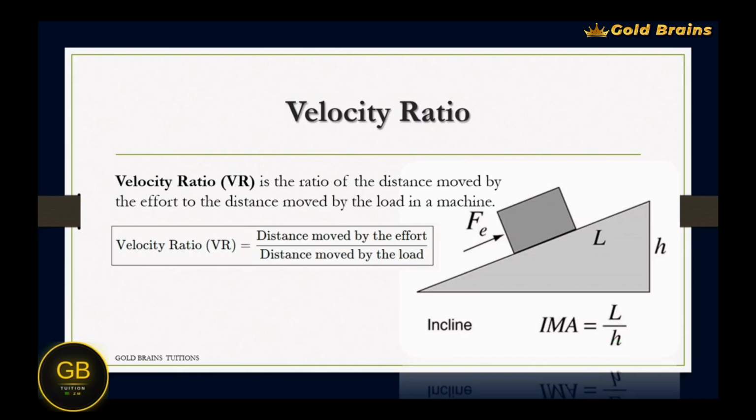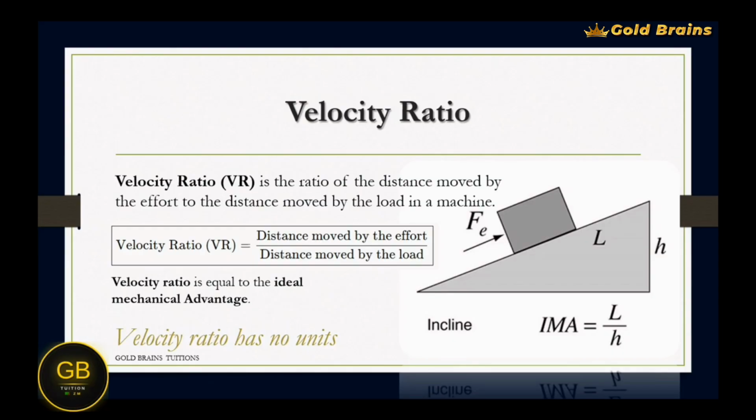Now, we are saying something about this. The velocity ratio is always equal to the ideal mechanical advantage. And that's why here in this example, we have shown it by simply using IMA, which represents ideal mechanical advantage, which is distance moved by the effort over distance moved by the load. That is it. Another thing you must be able to understand carefully is that the velocity ratio is a ratio, and so it has no units. With this understanding, let's move forward to understand what mechanical advantage is.